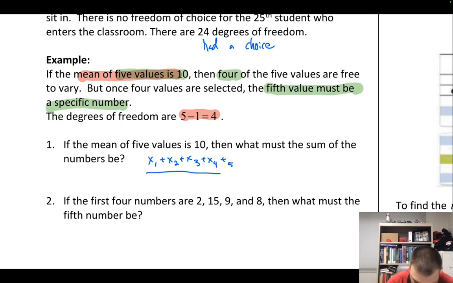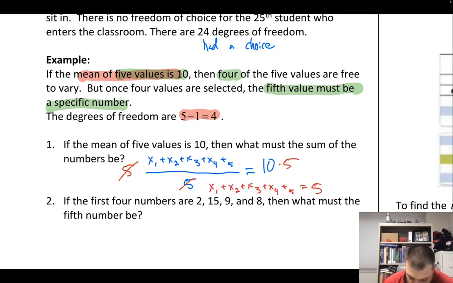All right, and then we divide by the number that we have. So we divide by 5. Well, what would that be? I know it needs to be 10. So then the sum of those, if I multiply both sides by 5, those 5 values then have to equal 50. So if the first 4 numbers are given 2, 15, 9, and 8, what must the 5th number be?